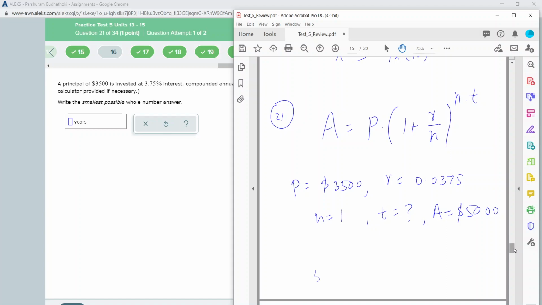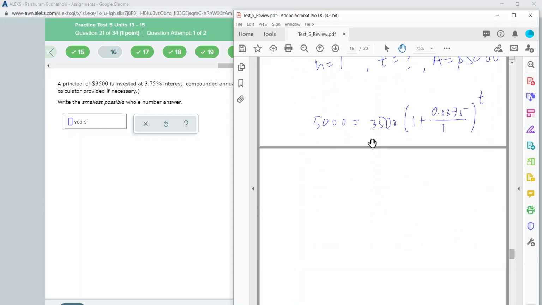So it will be 5,000 equal, the principal is 3,500, 1 plus the rate is 0.0375 over 1, n times t, n is 1, so n times t is just t. We don't know the time. Our goal is to find the value of t. So first of all, to find the value of t, divide both sides by 3,500. This is exponential equation now.